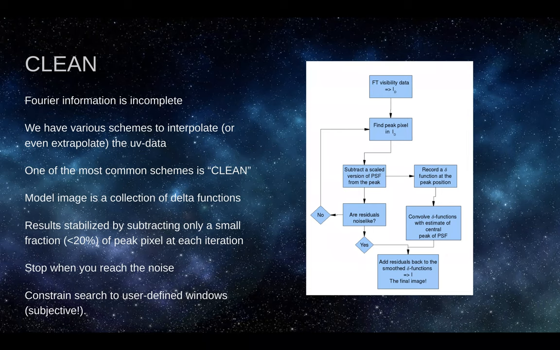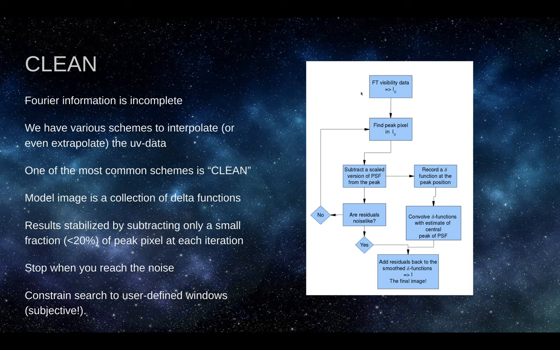Basically, what we're trying to do is interpolate or even sometimes extrapolate the UV data, the Fourier data that we have. The most common method we use is called CLEAN. It's an iterative process where you're combining a bunch of delta functions. Delta functions are basically Gaussians with zero width, an infinitesimal point. They have a flux density, but no size. And that's basically what it is.